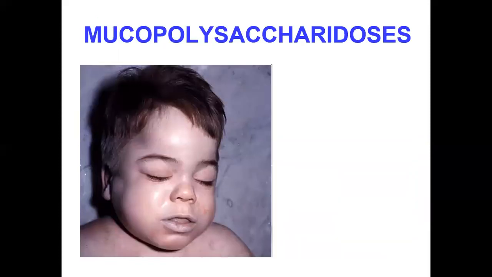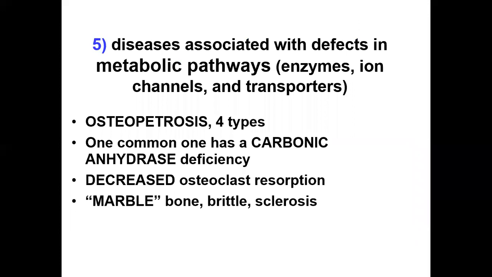So that is about the congenital diseases. They are the diseases associated with defects in metabolic pathways, that is enzymes, ion channels, and transporters. Osteopetrosis, we also call it marble bone disease. Bone is brittle and easily fractured. There is decreased osteoclast resorption due to carbonic anhydrase deficiency.